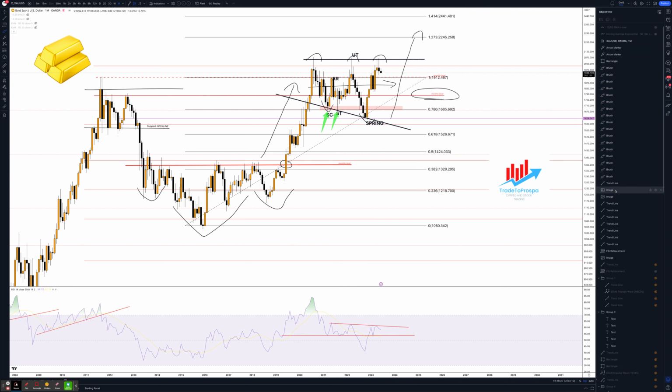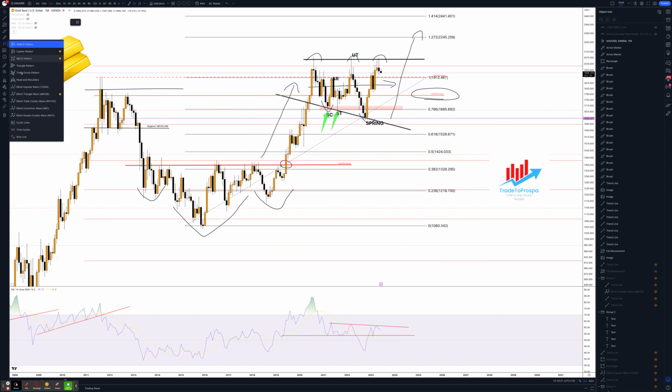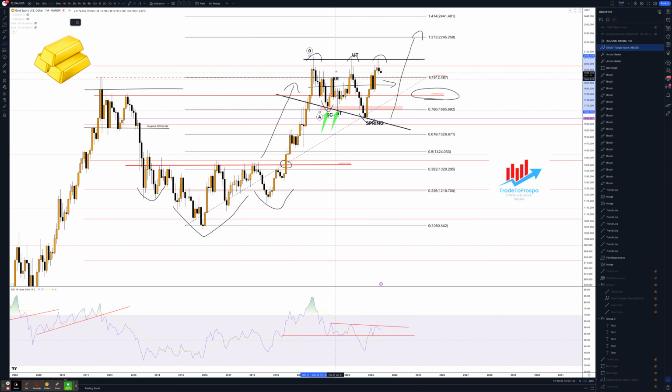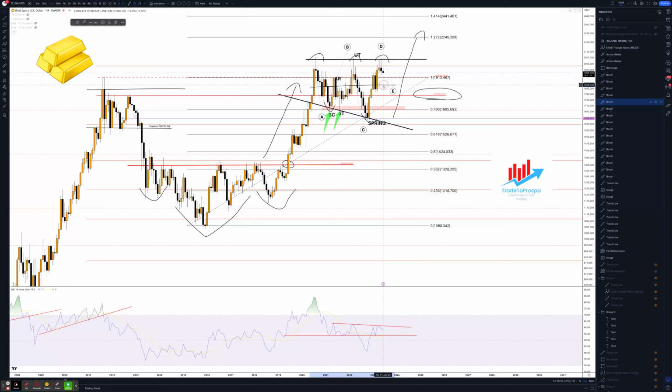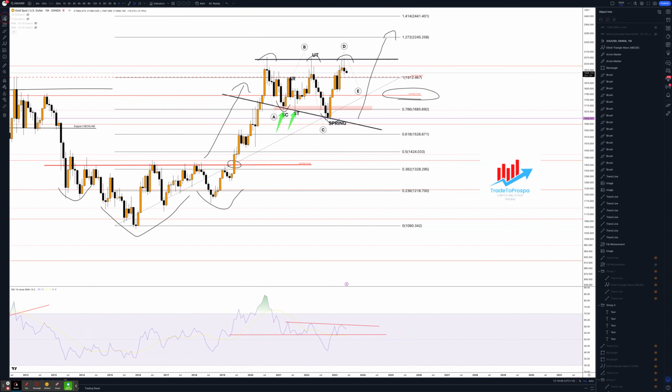Now, how does this fit into our Elliott Wave formation? Very well. So if we have our A, we can say that's B, that's C, that's D. So the E is where we're looking for. Where's an E a good entry? And I'm going to show you more in terms of strategy.